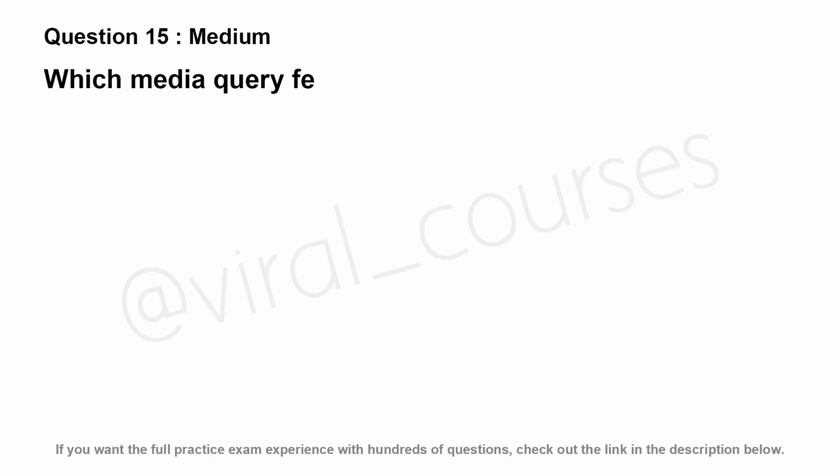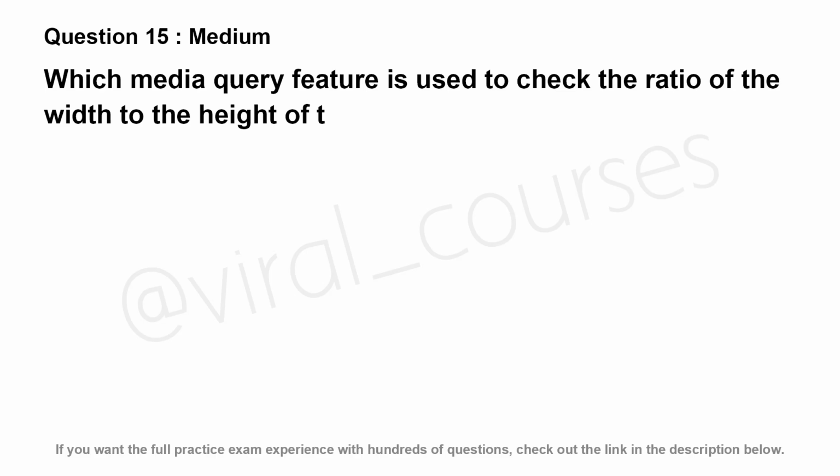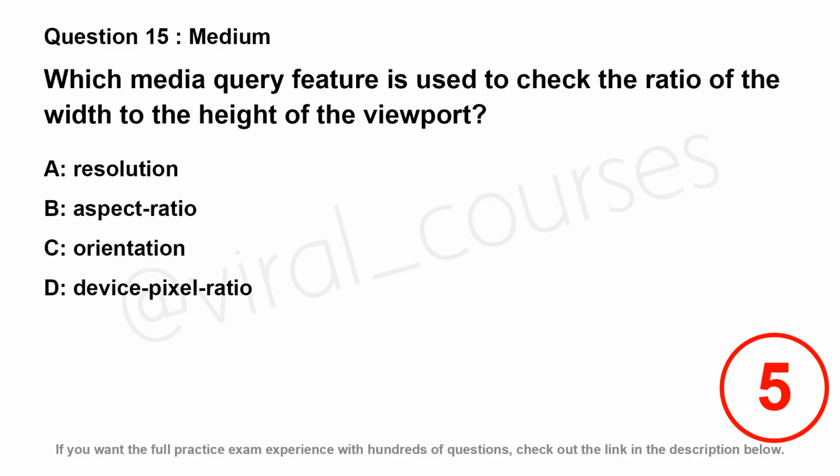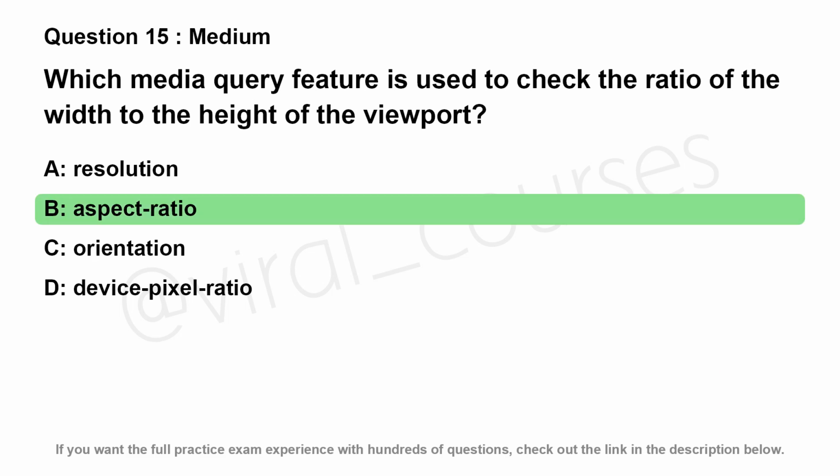Which media query feature is used to check the ratio of the width to the height of the viewport? Option A, resolution. Option B, aspect ratio. Option C, orientation. Option D, device pixel ratio. The correct answer is B.